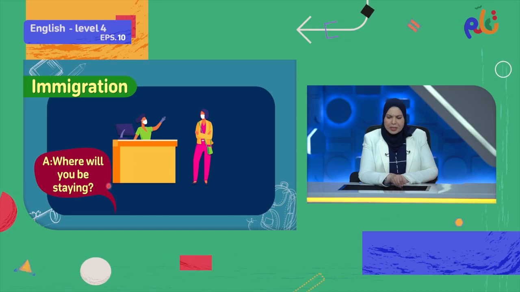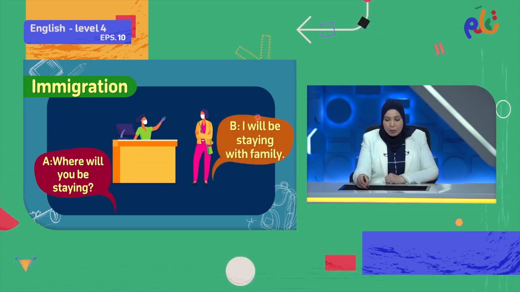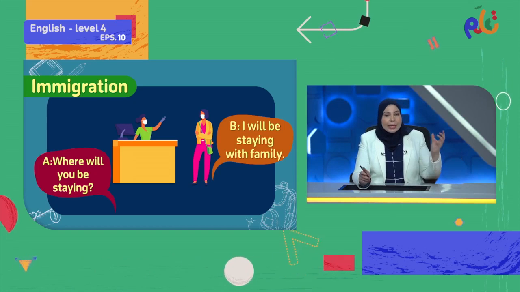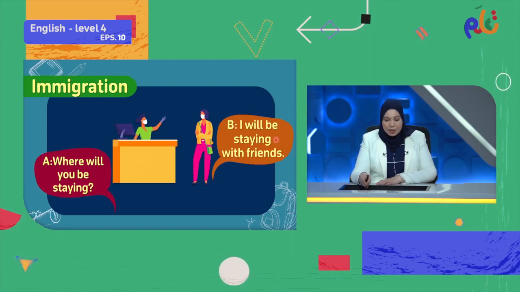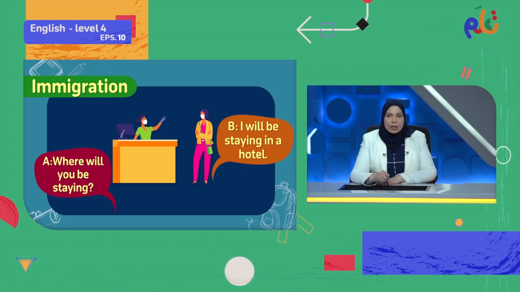Where will you be staying? So this is the officer asking me about the place of stay. I will be staying with my family, or like we said, I will be staying in, and you say the name of the hotel. I will be staying with, and you say the name of your friend. So you just state where exactly you will stay during this holiday. I will be staying with a friend, or I will be staying in a hotel like we said.